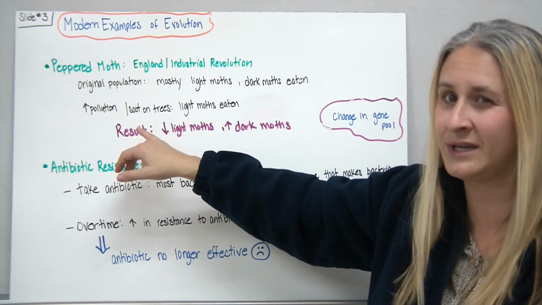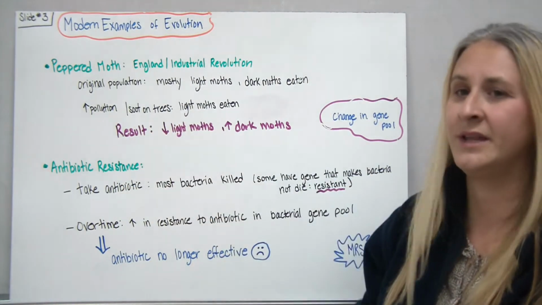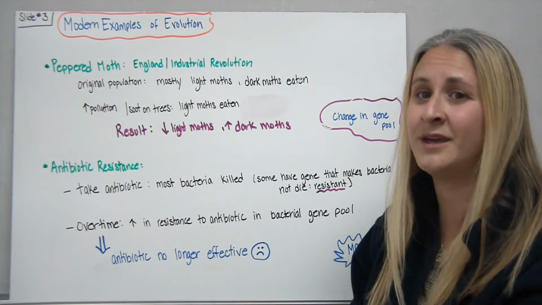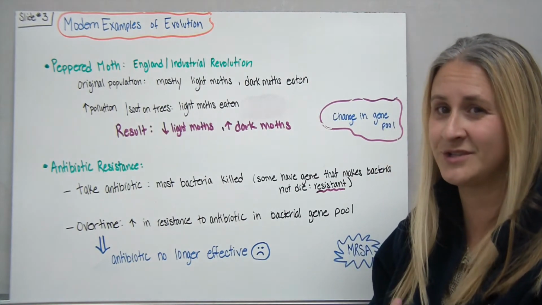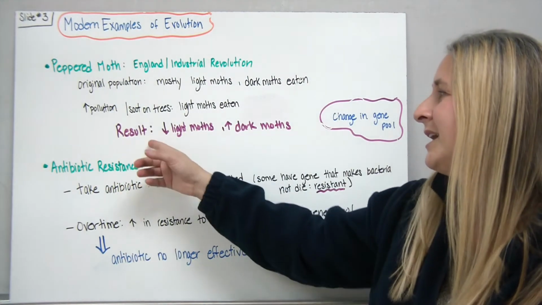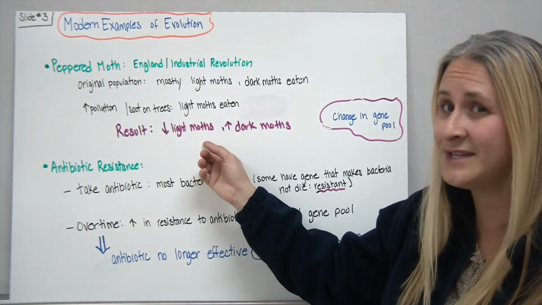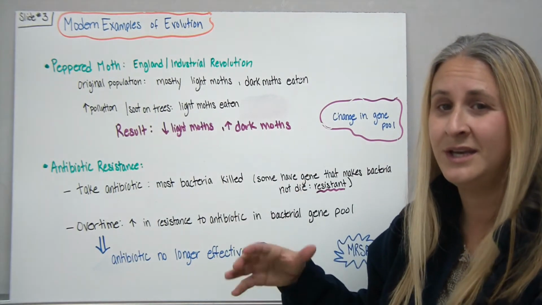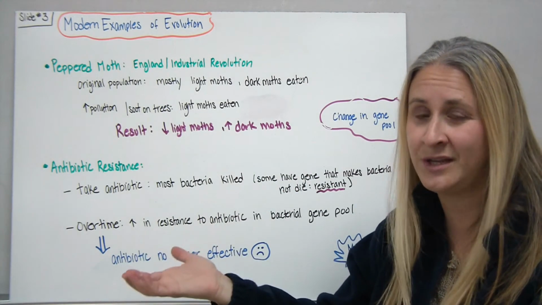As time went on, during the Industrial Revolution, pollution increased, which increased the amount of soot that was on the trees, that black, nasty soot. The light-colored moths no longer blended in with the color of the trees. They were more easily seen compared to the dark moths, so they got eaten. The result in the end, we had a decrease in the light moth population and an increase in the dark moth population as a result of an environmental change.